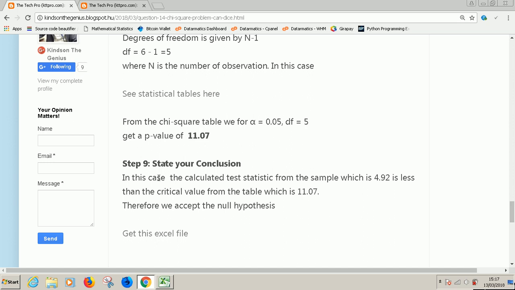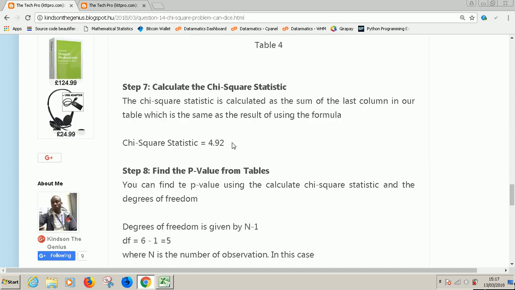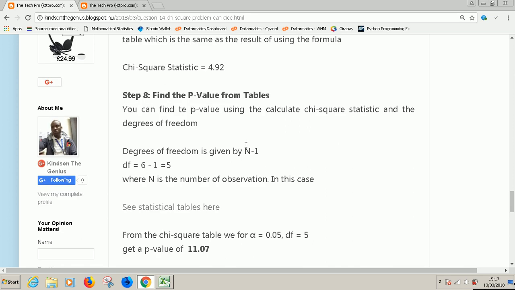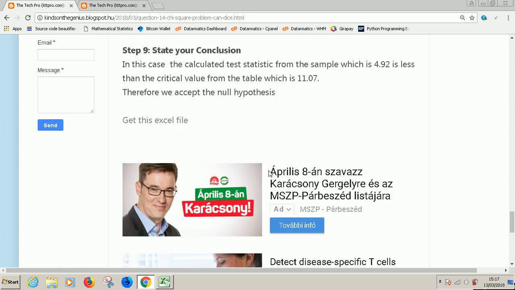Based on what we have, a critical value of 11.07, and the chi-square statistic calculated to be 4.92. The chi-square statistic calculated from our calculation steps is referred to as the absolute value, and the value you check from the table is called the critical value. So the conclusion is: since the absolute value is less than the critical value, therefore we accept the null hypothesis.